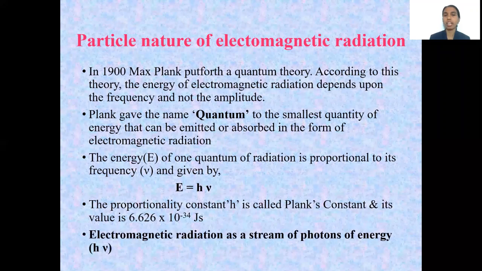Now, electromagnetic radiation as a stream of photons has energy h nu. You can say photons, or you can say energy bundle, the quantum, the smallest quantity of energy. So if we say electromagnetic radiation is a stream of photons, its energy is h nu.